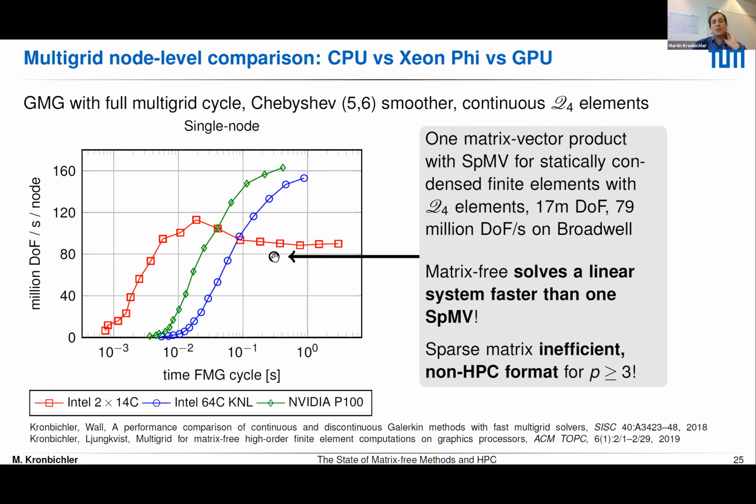But what I want to point out here is that the black dot, where I have my pointer now, is one single matrix vector product with a sparse matrix. The red curve is the full solution of the Poisson problem. And I solve a Poisson problem with matrix 3 tools faster than I do a matrix vector product on a sparse matrix for polynomial degree 4. So this is really something you have to keep in mind. Matrix 3 is really on a different level here because it is higher order and it is optimized pretty well and it works well with the hardware.